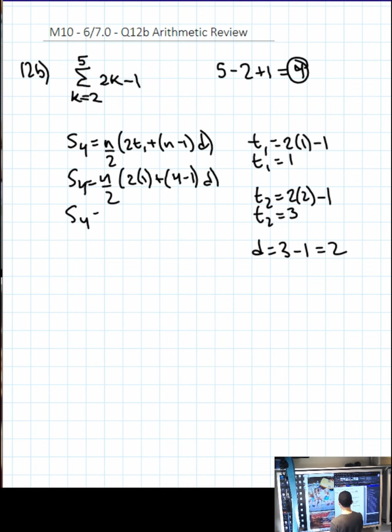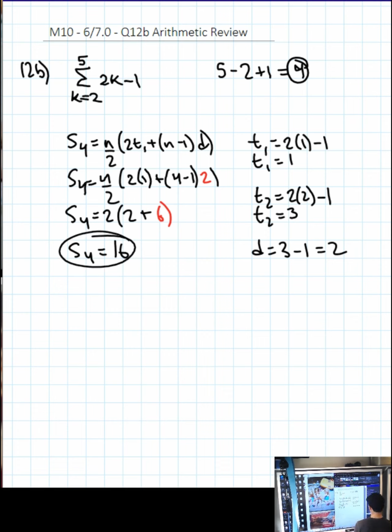Therefore, S4 equals 4 divided by 2, which is 2. 2 times 1 is 2, plus, oh, I forgot to substitute d in. I'm going to erase that and put it in red above. 4 minus 1 is 3 times 2 is 6. Therefore, S4 is equal to 2 plus 6, which is 8, times 2, which is 16. So summation notation just means find the sum, or they've given you the sum.